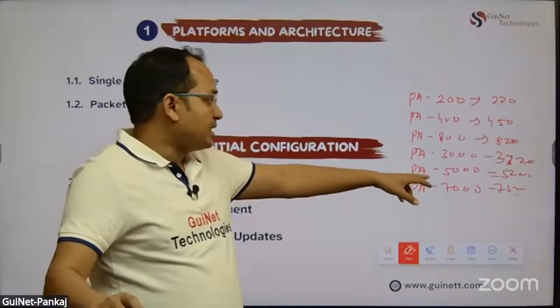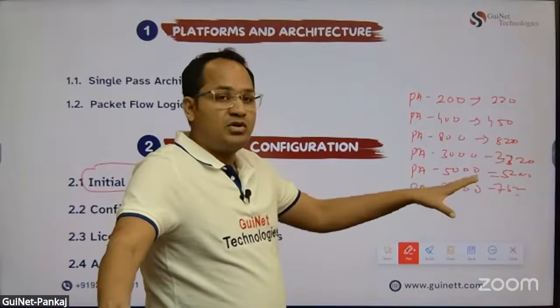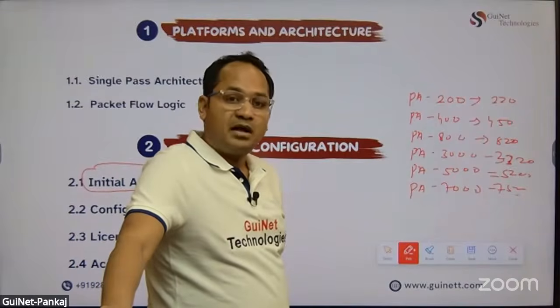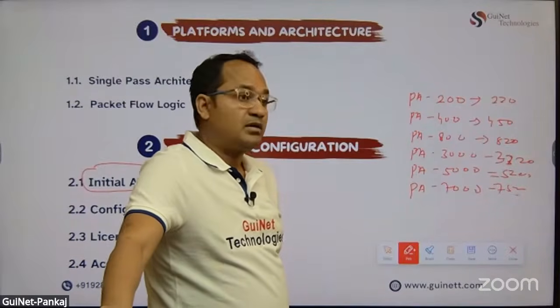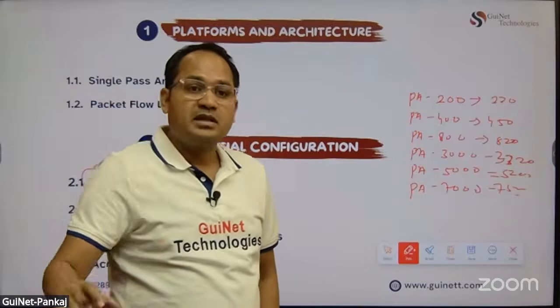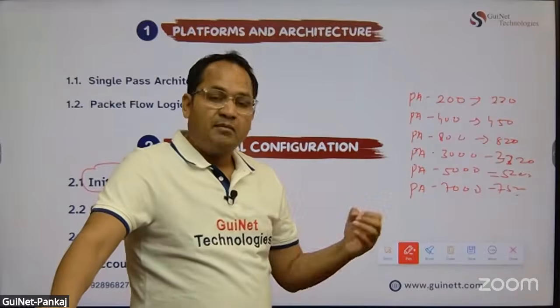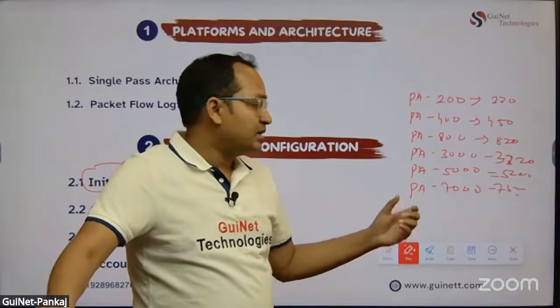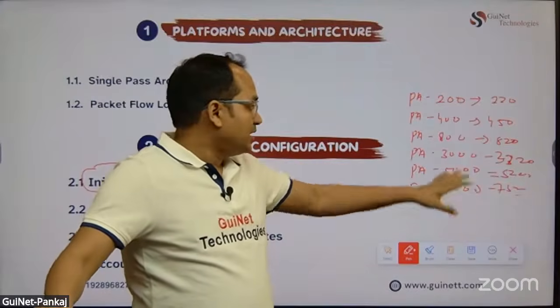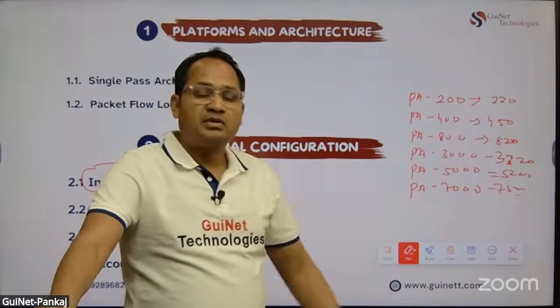If you have the 5,000 series firewall, it is for mid-range data centers and very large office locations. You can think about TCS infrastructure, HCL infrastructure, Wipro infrastructure. They have big offices with multiple employees sitting there. In that situation, you can apply the 5,000 series firewall. The 3,000 series is what small and medium businesses are going to use.